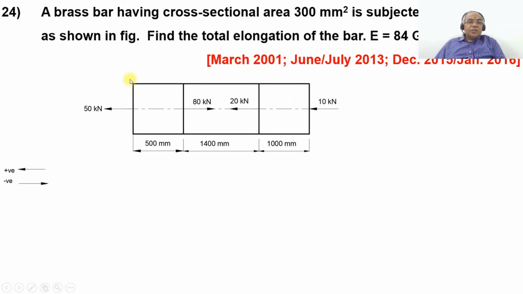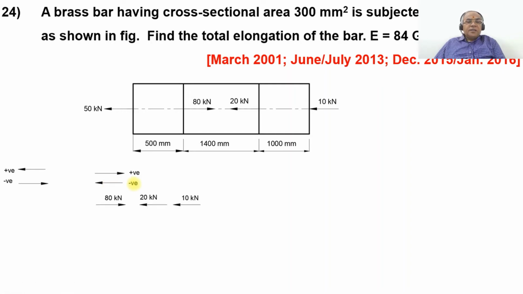If you are considering section 1, take the load acting on the left hand side of the section. If the load is acting toward the left side, it becomes tensile, so it will be positive. On the left hand side, if the load is acting toward the right side, then it becomes compressive, so it is negative. Similarly, on the right hand side of the section, if it is acting toward the right side, it is tensile, which is positive. If it is acting towards the left side, then it is negative.